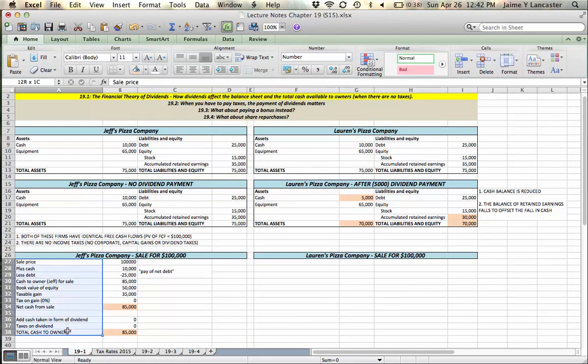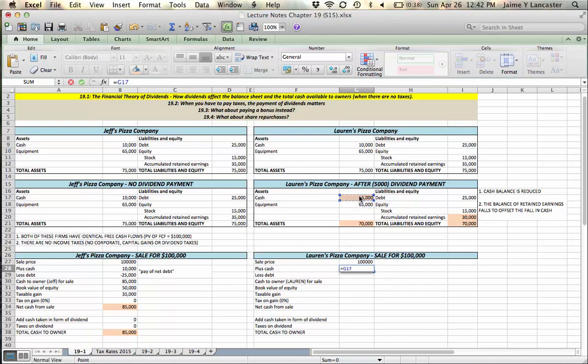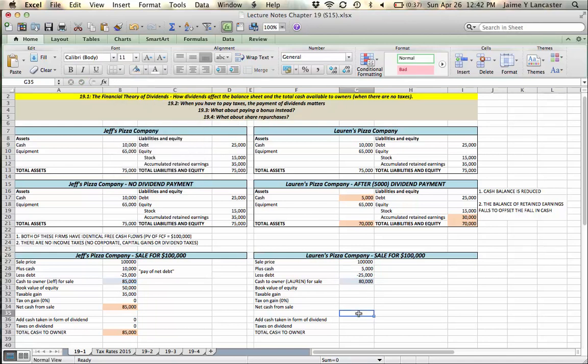I'm going to borrow these, bring them over here for Lauren, and let's take a look at her selling the company. Well, the present value of her future cash flows is still $100,000. However, she's got slightly less cash because she took some money out in the form of dividend. So the cash to her as an owner is going to be slightly less than the cash going to Jeff. Can you see that difference there? There's less cash for the sale exchanging hands.